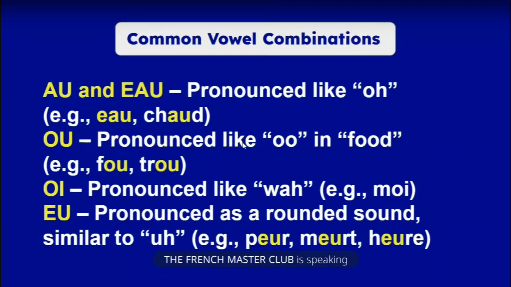Example is O, E-A-U. Water in French is O. L'eau. Je veux boire de l'eau. Okay? O, which is E-A-U, means water. Another example is chateau. The chateau, you can see that is E-A-U.